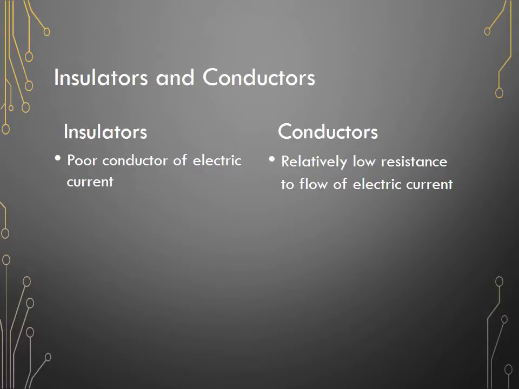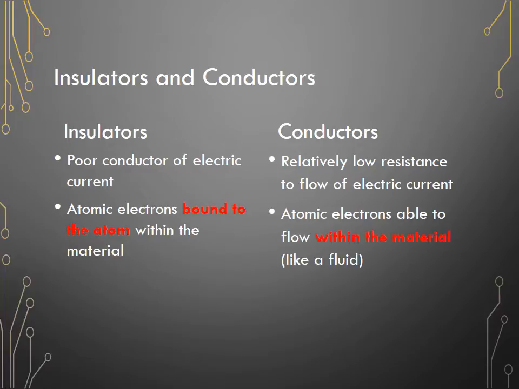Whereas a conductor has relatively low resistance to the flow of electric current. It allows all those free electrons to move. In an insulator, the atomic electrons are bound to the atom within the material. There are still some free electrons, so you can rub your object, maybe, and get some of them to escape, but for the most part, they're bound to the atom and don't really move around. In a conductor, you can think of the free electrons as able to flow within the material like a fluid.